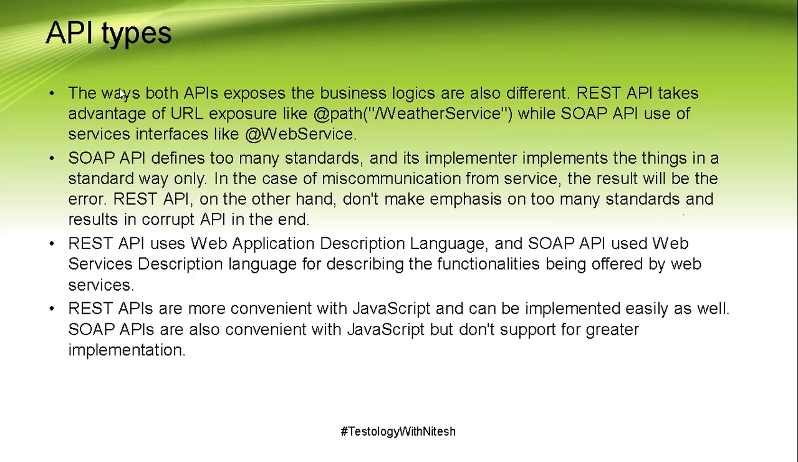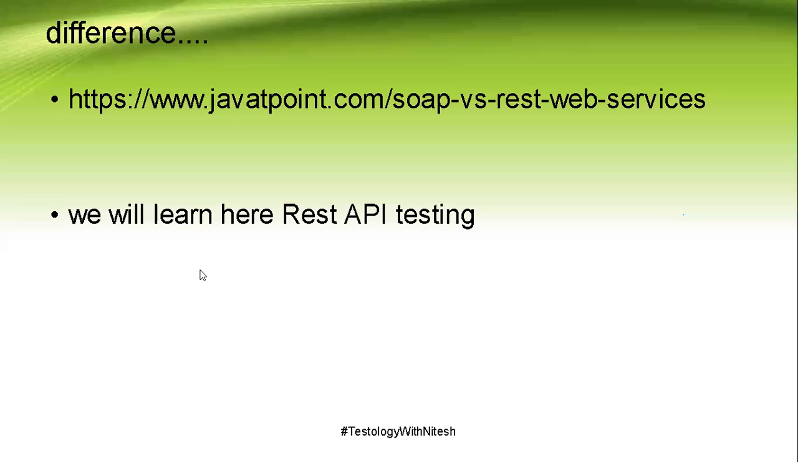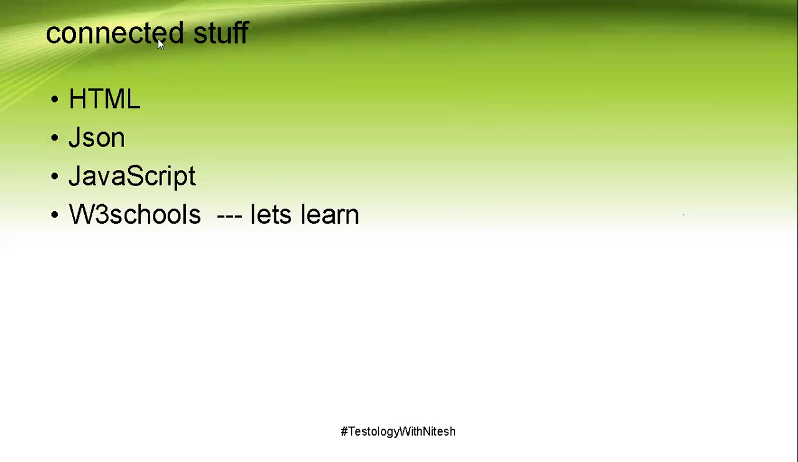And the ways both APIs expose, basically the difference between REST and SOAP API. SOAP API defines too many standards, and the implementer implements things in a standard way only, so you have to follow many things with SOAP APIs. REST API uses Web Application Description Language, like WADL, and SOAP API uses web services. So we will talk about these differences also.